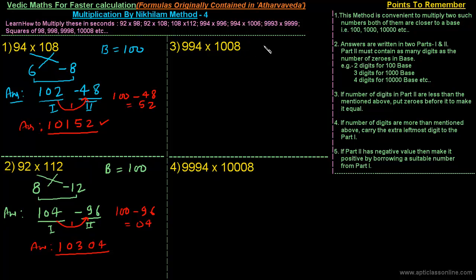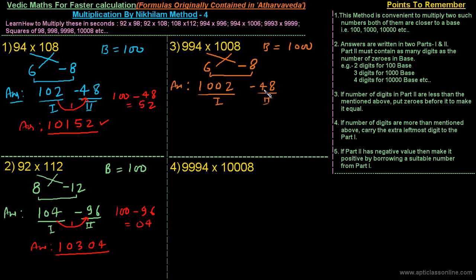994 into 1008. The base for this calculation is 1000, because both these numbers are closer to 1000. Now 994 is how much less than 1000? It is 6 less than 1000. 1008 is how much less than 1000? It is minus 8 less than 1000. Now we can write down the answer. The first part will be the difference of this or this. It will be 1002. That is the first part. The second part will be the multiplication, that is minus 48. That is the second part.